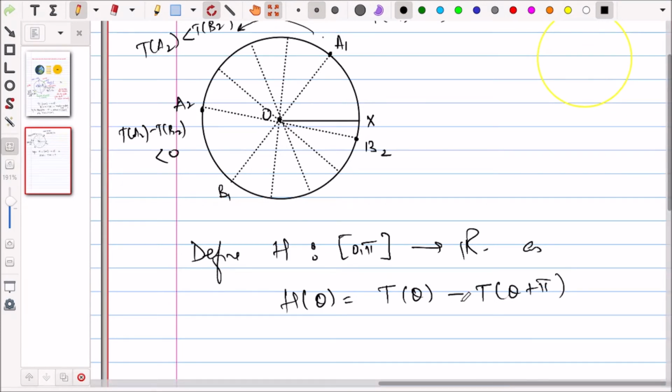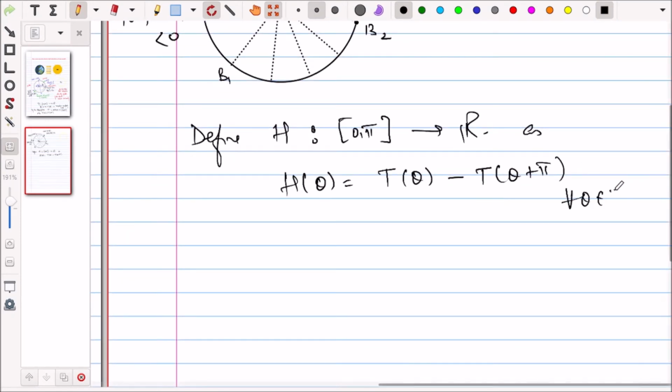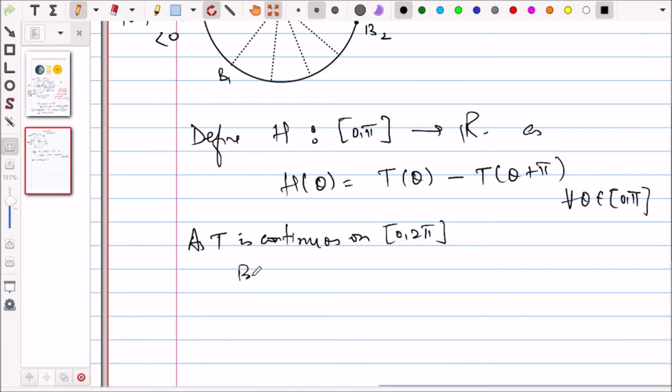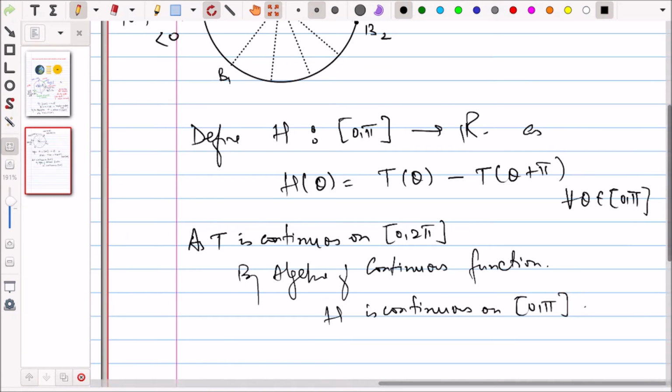So we are taking the difference of the temperature at opposite points along the equator. So this is the function h. This represents the change or difference in the temperature at opposite points along the equator of the earth. So for all theta belonging to 0 to pi, as t is continuous on 0 to 2 pi, by algebra of continuous functions, our h is continuous on 0 to pi.